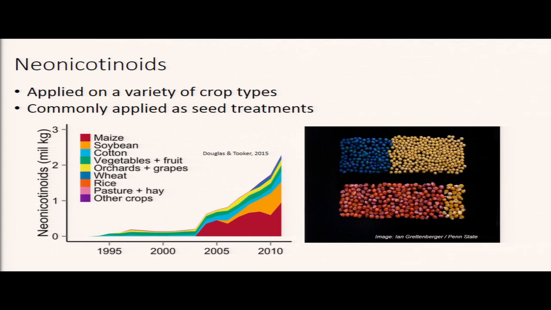They can be applied in a variety of ways, including foliar applications, injected into some tree species, as well as most commonly in the form of seed treatments, as you can see on the right there, where the insecticide is coated on the seed before they are planted.